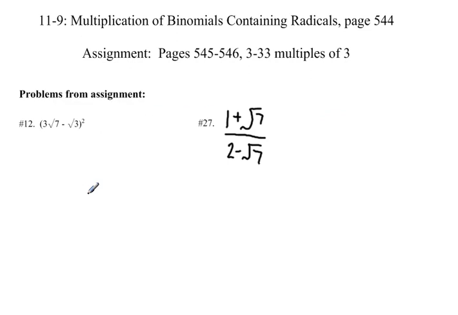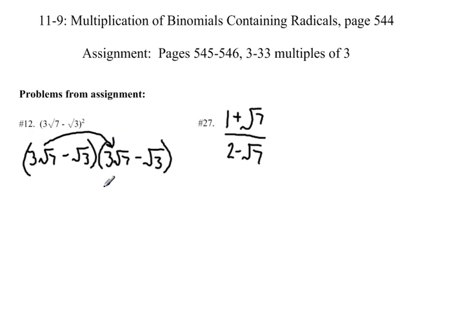All right, problem from the assignment, number 12. The way I'd like to see you work this is to write it out fully. Otherwise, you're going to have a tendency of just squaring the first and last term. And since this is a perfect square instead of a difference of squares, you will have a middle term. So you have 3 square root of 7 times 3 square root of 7. That's going to be 9 times 7, which is 63. Or 9 times the square root of 49.